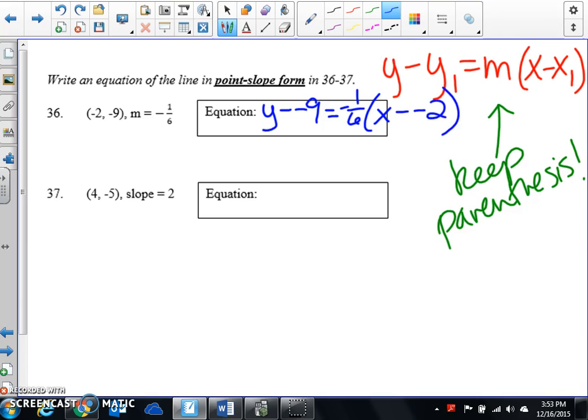This is not finished because 2 negatives is a positive. Now I'm done. Over here, it's the same thing. Y minus a negative 5 equals 2 parentheses x minus 4. All I have to do is go back and change that to a plus. I'm done.